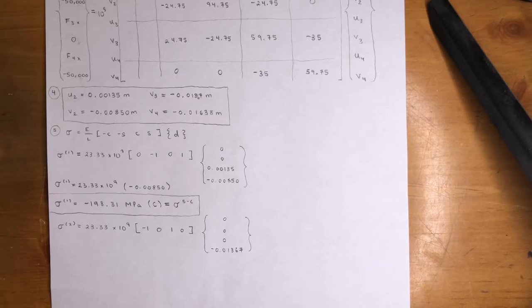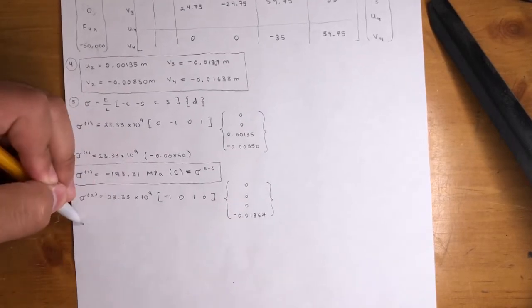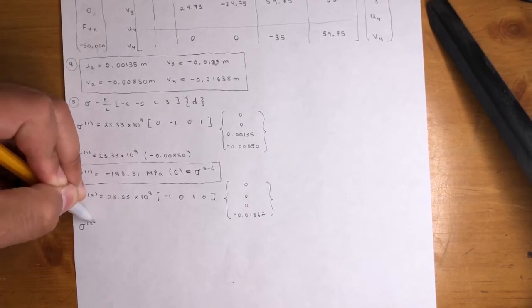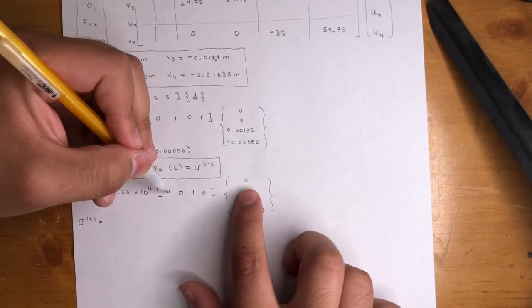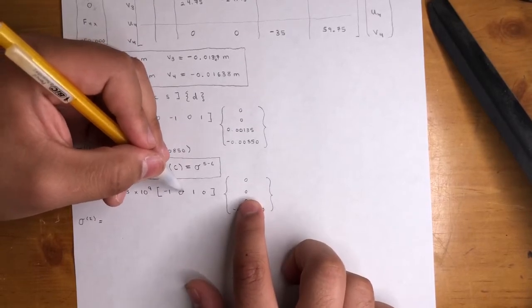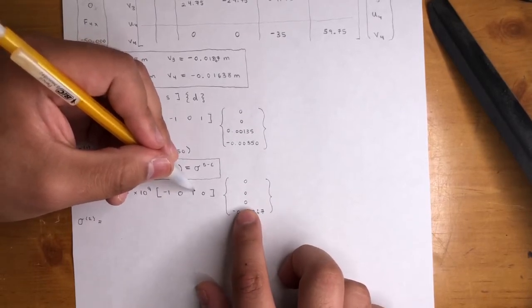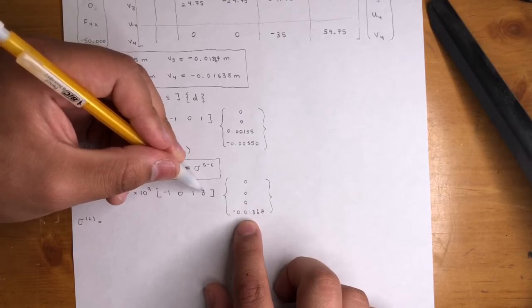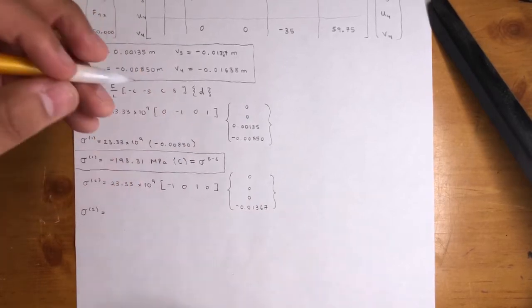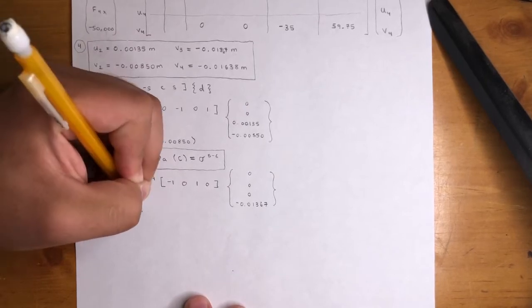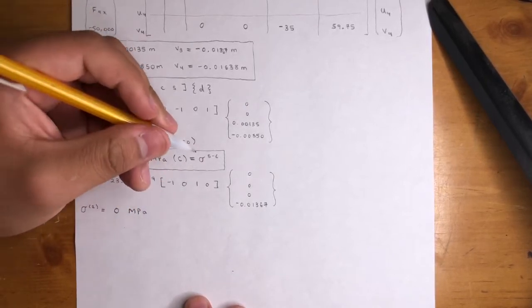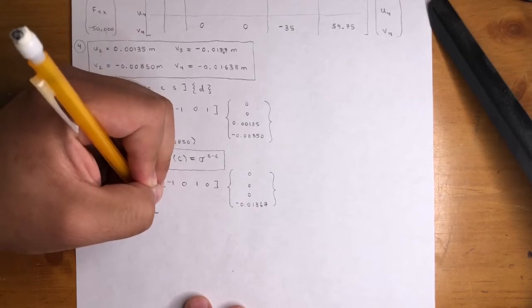Let me just go ahead and make sure the other ones are correct too. Yeah, cool. All right, so finding sigma 2 now, this is what we're gonna do. It's negative 1 times 0 plus 0 times 0 plus 1 times 0 plus, well, 0. Oh, yeah, so it's 0. This whole thing, there's nothing going on with element 2 right there. So 0 megapascals, and that's gonna equal the stress.